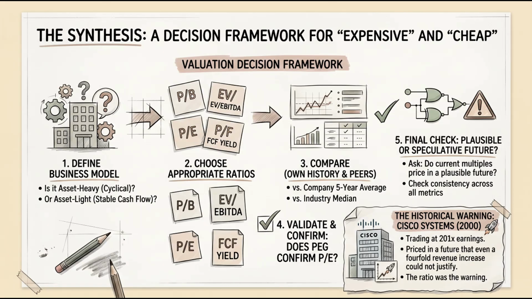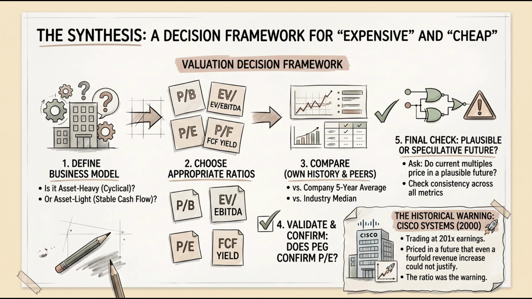To synthesize, a stock is cheap not when its price is low, but when the ratio of price to fundamental value is favorable relative to its own history, its peers, and the market. Start with the business model. Is it asset-heavy or asset-light? Choose the ratio that fits. Compare the result to the company's 5-year average.